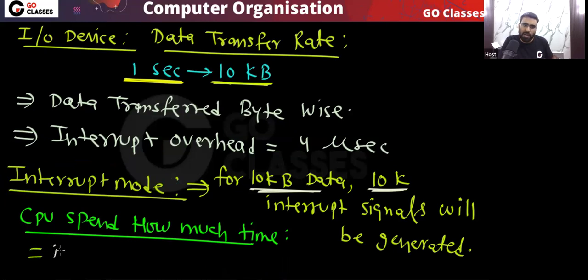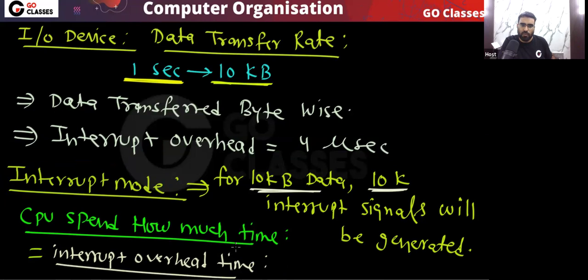So what is the interrupt overhead time? What that will be? Very simple. For every byte, 4 microsecond will be wasted. Yes or no? For every byte, 4 microsecond will be wasted.